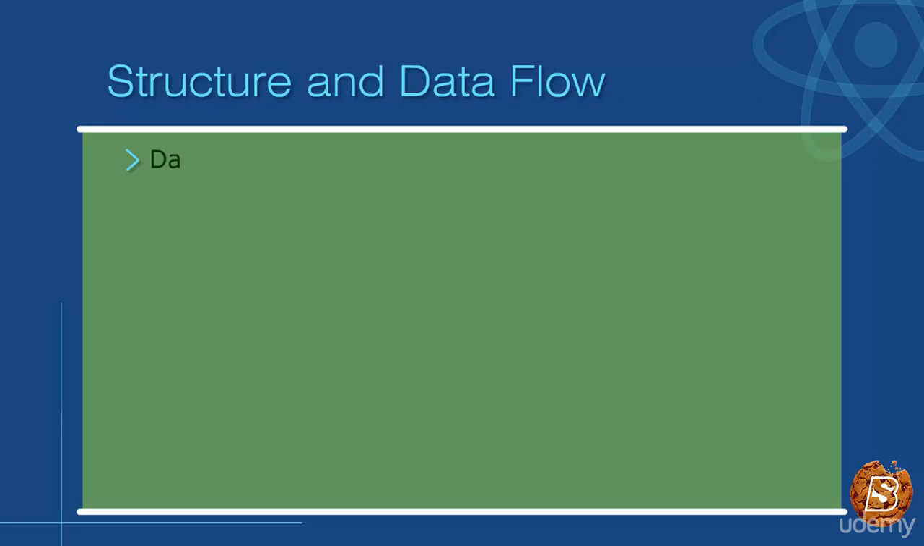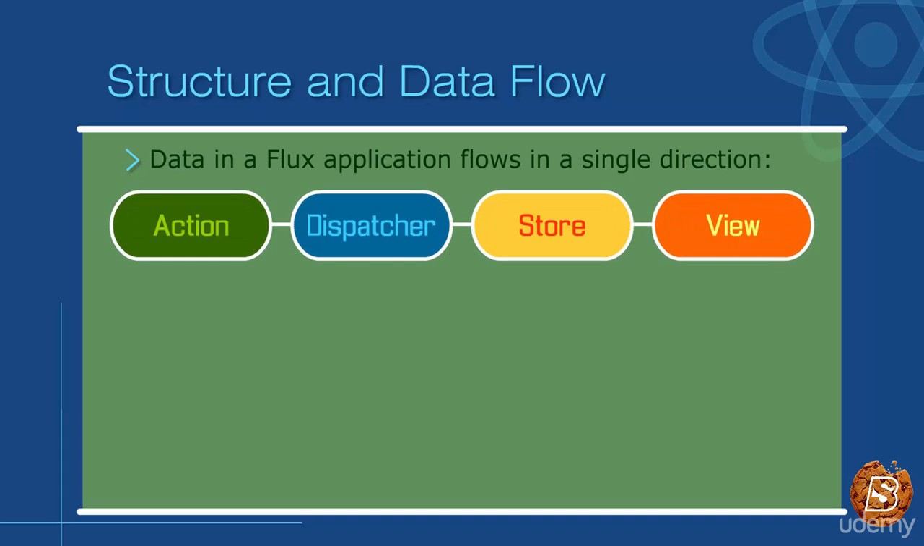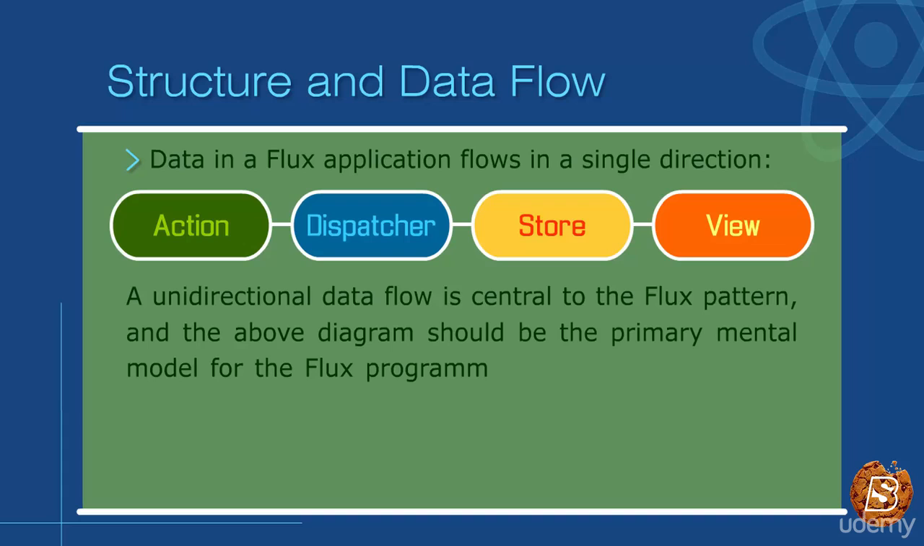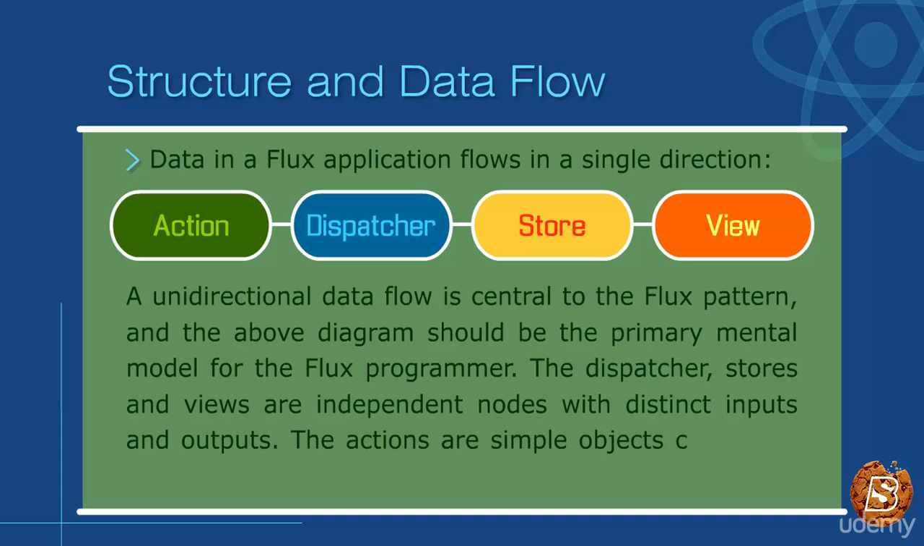As mentioned earlier, data in a Flux application flows in a single direction, that is, from action to dispatcher, then to store, and then finally to our React component, that is view. A unidirectional data flow is central to the Flux pattern, and the above diagram should be the primary mental model for the Flux programmer. The dispatcher, stores, and views are independent nodes with distinct inputs and outputs. The actions are simple objects containing the new data and an identifying type property.